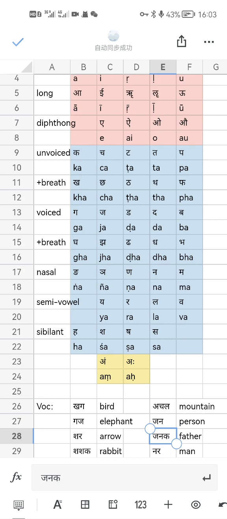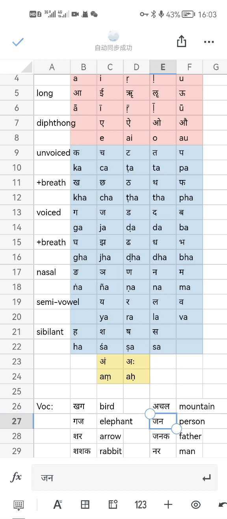The third one, janaka, janaka. The first 2 letters are the same as the previous one, and the last letter is ka. So it's janaka. Janaka means father. So father is a type of person. That's how Sanskrit forms words.